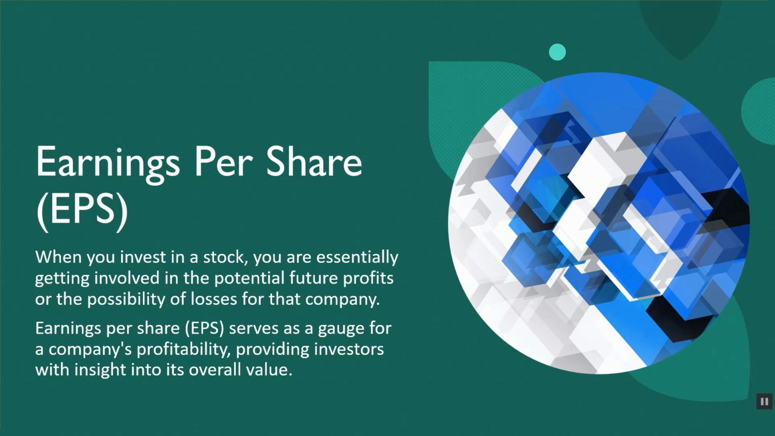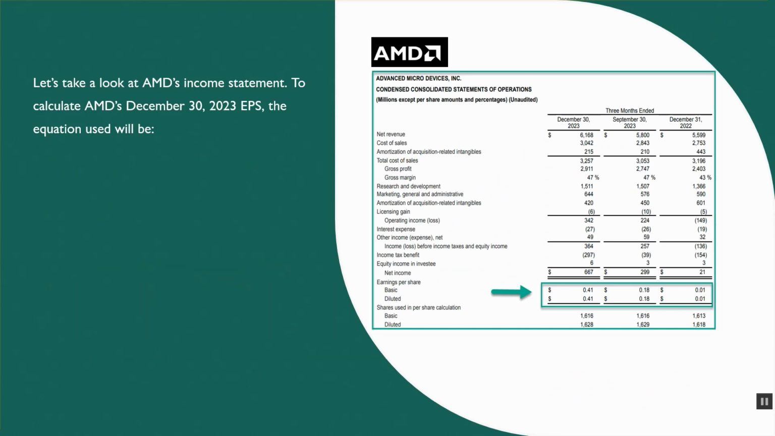So let's take a look at AMD's income statement. To calculate AMD's December 30, 2023 EPS, the equation used will be net income over basic number of shares. That equals 667 over 1616, and that gives us an EPS of 0.41. But remember, this is the basic EPS.